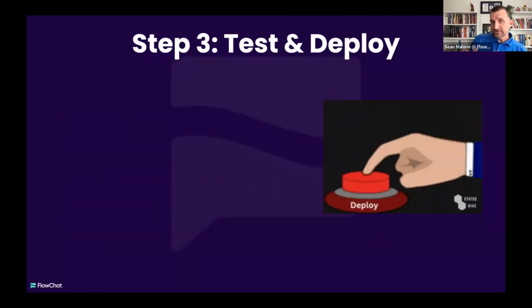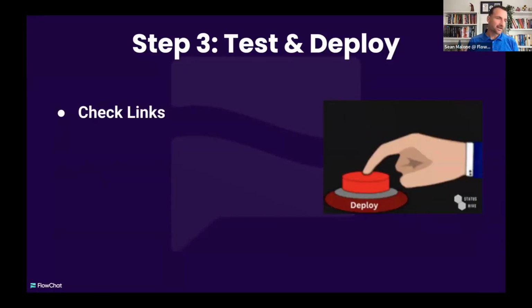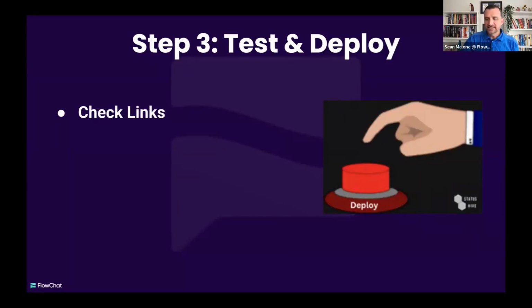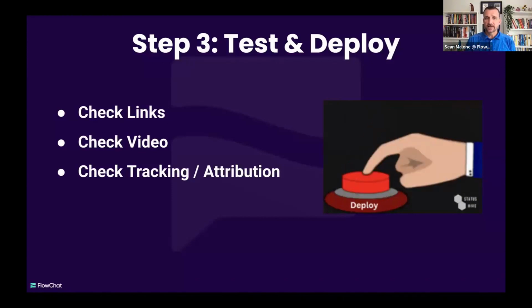Once you have all of those pieces in place, it's as simple as testing and deploying. So first thing, whenever you build a funnel or anything, test your links, check your links, make sure they work, open them in an incognito. I hate to have to say it, but it needs to be said. Secondly, check the video, make sure that it's working, make sure that the thumbnail looks good, check the tracking and the attribution, right? Again, when somebody clicks and gives you their information, you want to make sure that that's sorted out.